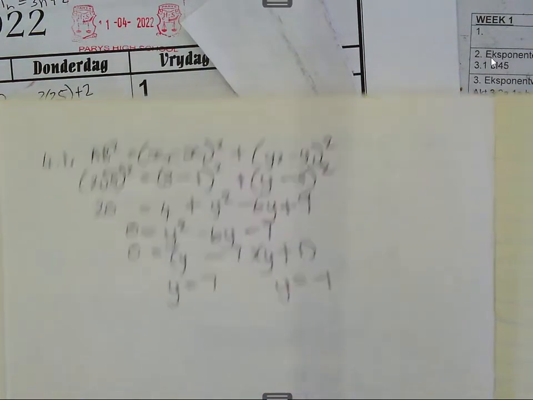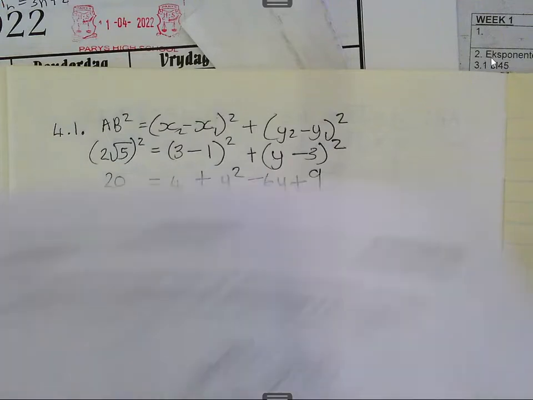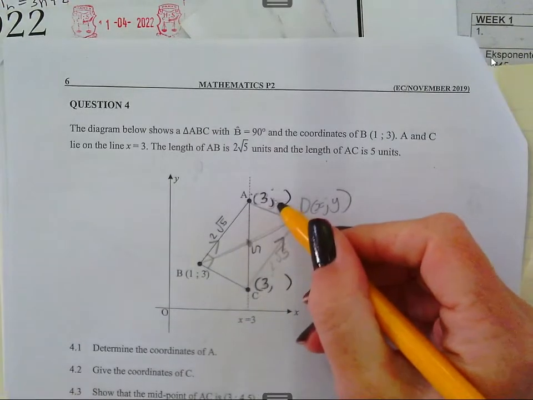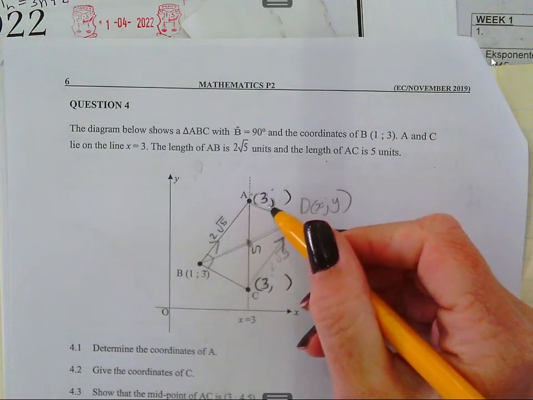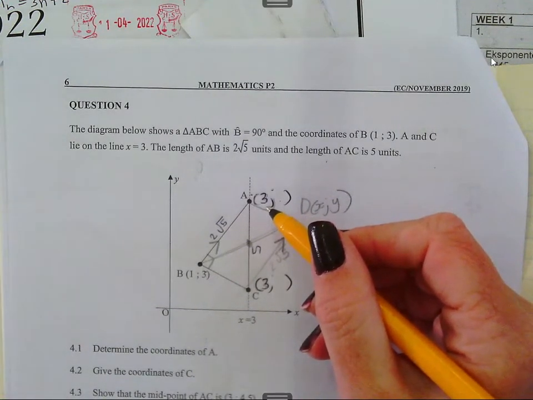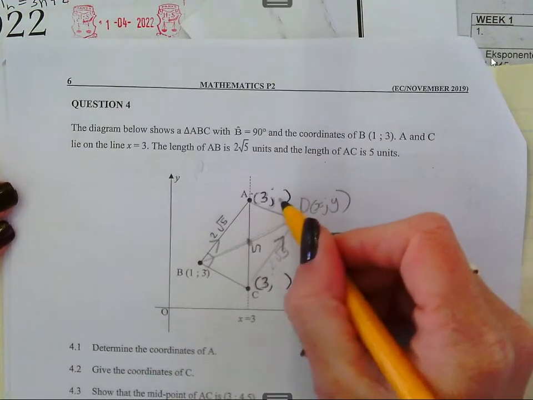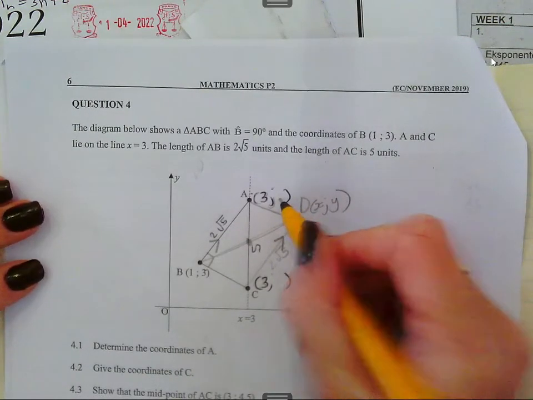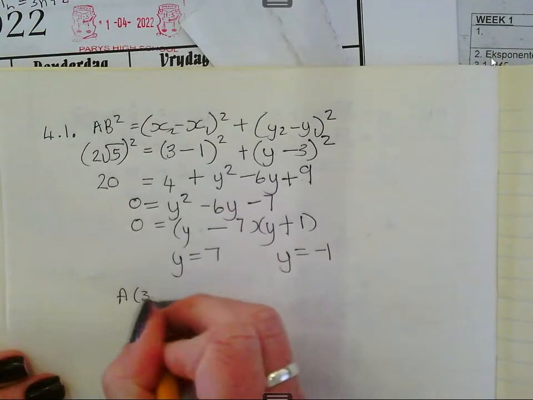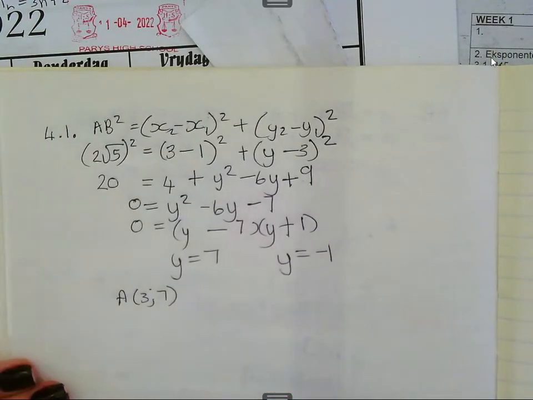Now in this case, since you've got a diagram, you're going to have to make the call. Will that y answer be 7 or will it be negative 1? Although it's not drawn to scale, it must be in the quadrant you are busy with. So therefore I know that the y value of A is going to be 7. So the coordinates of A are 3 and 7.